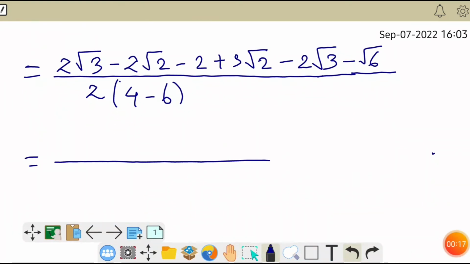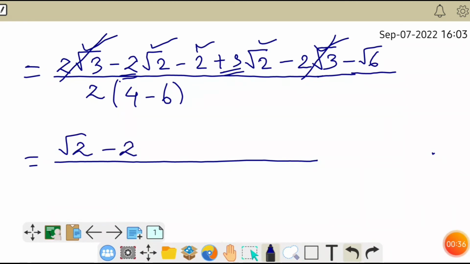Now we have to cancel out the numbers which have the same root. 2 root 3 and 2 root 3, plus and minus, cancel out, and 2 root 2 and 3 root 2: 3 minus 2 is 1, so root 2. Again we have the numbers left, minus 2 and minus root 6. Here we got 2 into 4 minus 6 is 2. 6 is bigger, so minus 2.